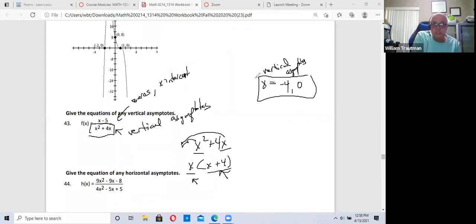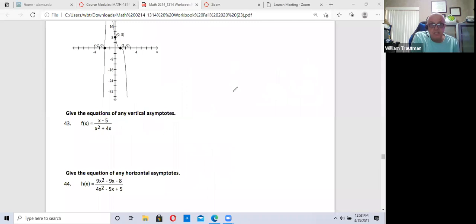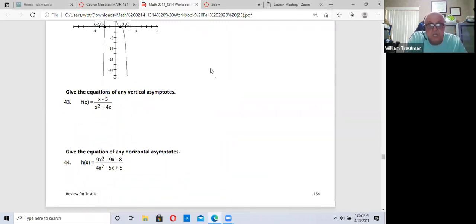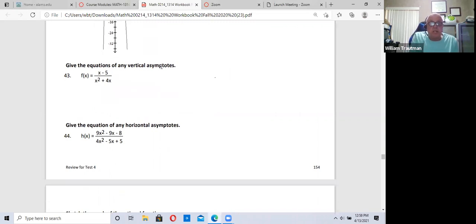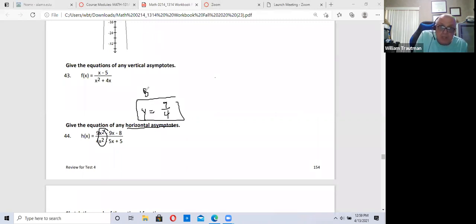44 is on the test. It says, give the equation for horizontal asymptotes. Vertical asymptotes start with x equals. Horizontal asymptotes always start with y equals. And look at the highest power. If the highest powers are the same, the answer is the coefficients in front, 9/4. That's if the powers are the same.